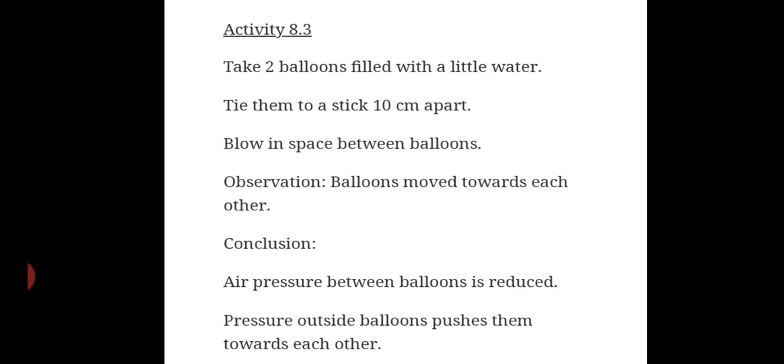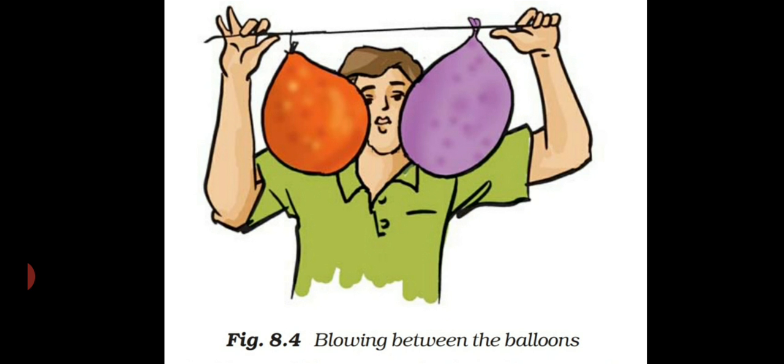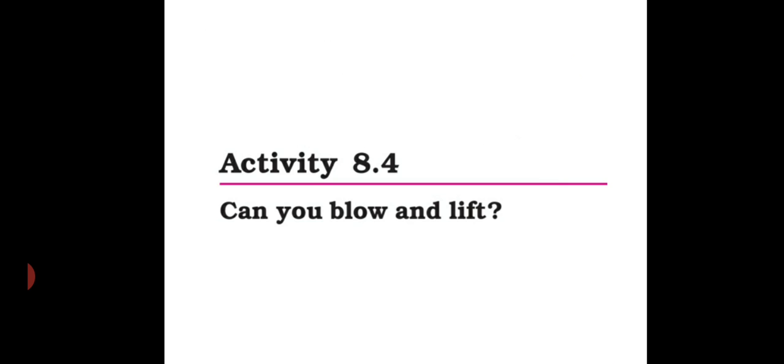We are blowing air in between the balloons, but the balloons are coming towards each other. Why? Because the pressure outside the balloons is higher than the pressure in between the balloons. So that is the reason they came together, towards each other. So this was our activity 8.3.